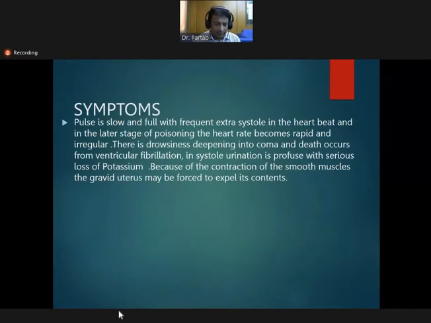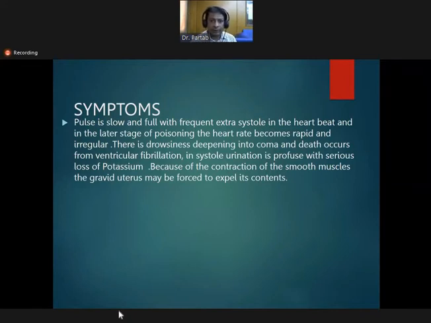Signs and symptoms of digitalis: the pulse is low and full of frequent extrasystoles in the heartbeat, and in the later stage of poisoning, the heart rate becomes rapid and irregular. As soon as we cross the medicinal dose, the toxic signs and symptoms start appearing on the heart. Heartbeats become slow, and you can see extrasystoles in the ECG. In the later stage, not the initial stage, the heart rate becomes rapid. But as soon as the poisoning advances, the heart rate becomes rapid and irregular.